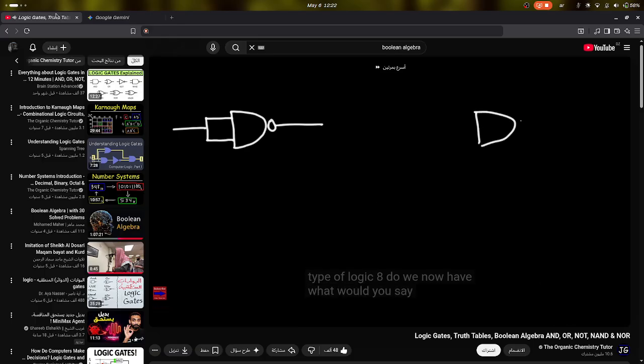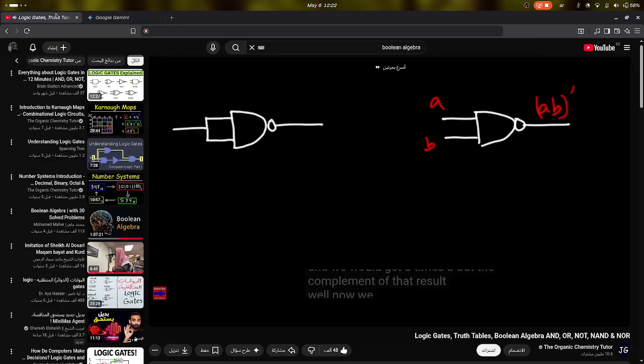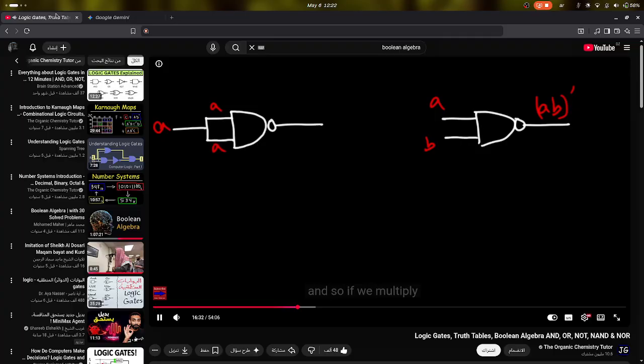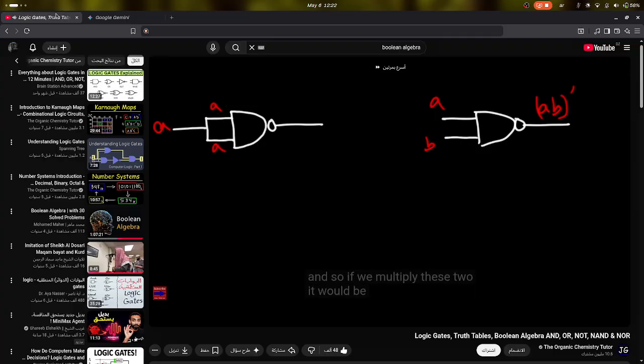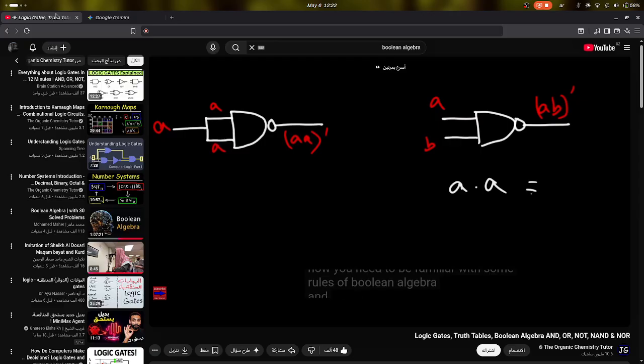So let's compare it to the original NAND gate. So this would be A and B, and we would get A times B, but the complement of that result. Well, now we only have one input, because both of these will be A. And so if we multiply these two, it would be A times A, and then we'll get the complement of that. What is A times A? Now you need to be familiar with some rules of Boolean algebra, and we're going to go over those rules soon. But A times A is basically A.